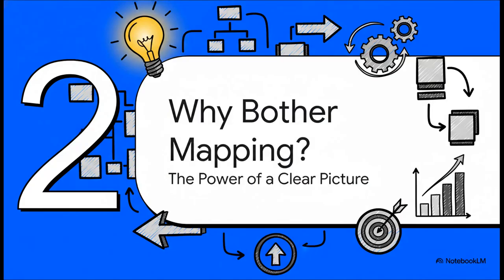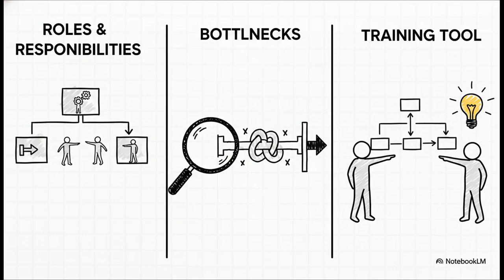Okay, so Section 2. Why bother mapping processes? It sounds like work, right? But the power of having this clear picture, well, it provides some huge benefits for pretty much any team or organization. So here's the bottom line. Process maps bring clarity, and that drives efficiency. It's that simple. They clearly define who's responsible for what, so there's no more finger-pointing. They help you spot those hidden bottlenecks, the ones you never even knew were slowing you down, and they are fantastic training tools for getting new people up to speed super fast.